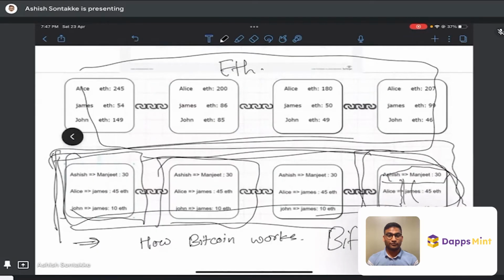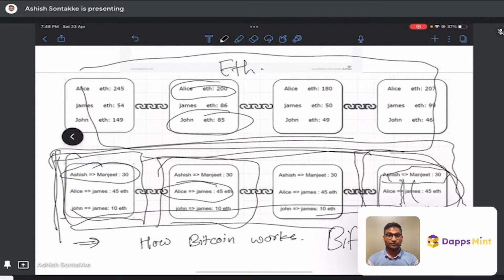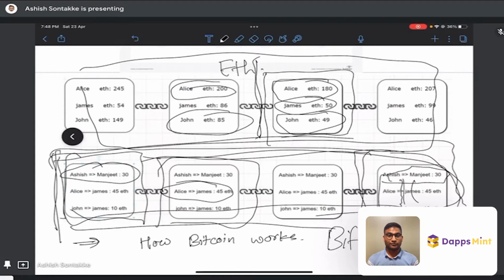So what's the difference? On Bitcoin, the transactions are stored. This is a transaction, not the balance. But on the Ethereum network, we are storing the balance. Alice has 200 ETH, John has 85 ETH. Then after some transactions, when we create a new block by executing those transactions, Alice has 180 ETH, John has 49 ETH, and he has 50 ETH. So they did some transactions, we executed them and created a new block. The data now stored on the blockchain is this.